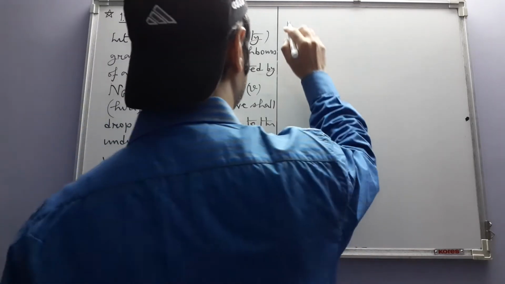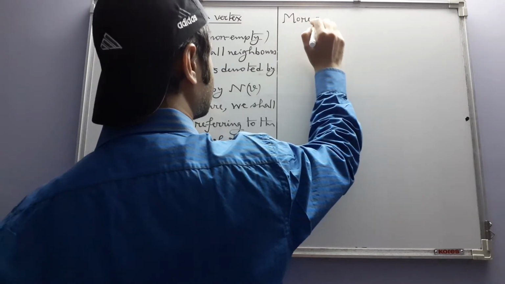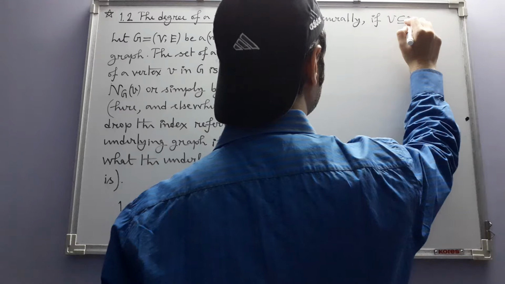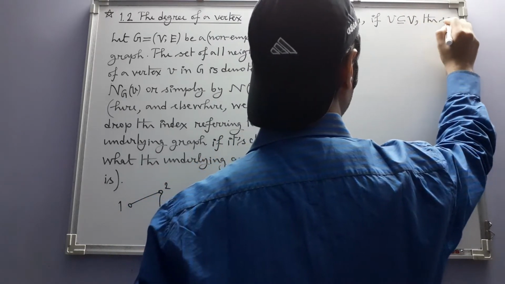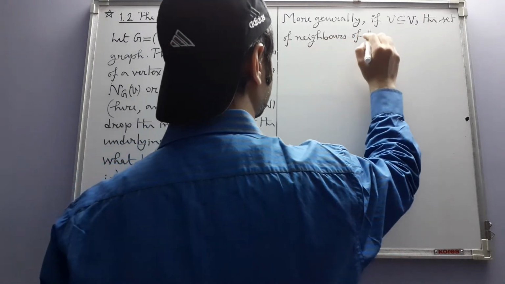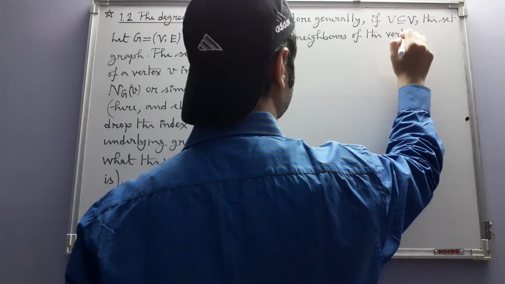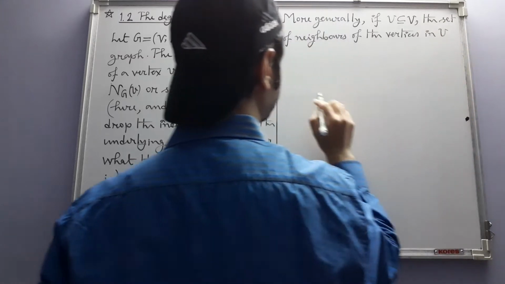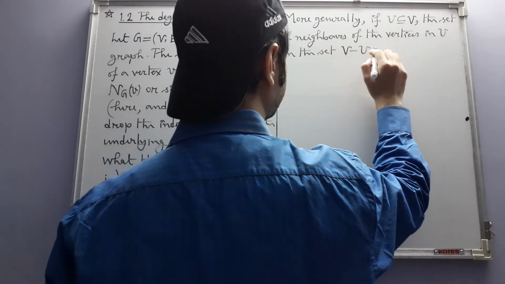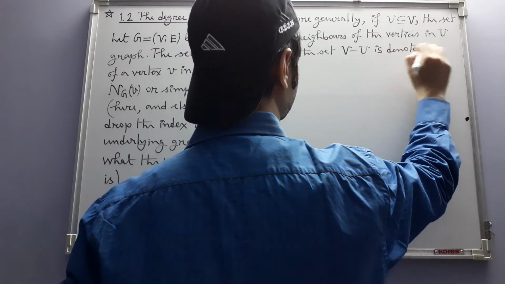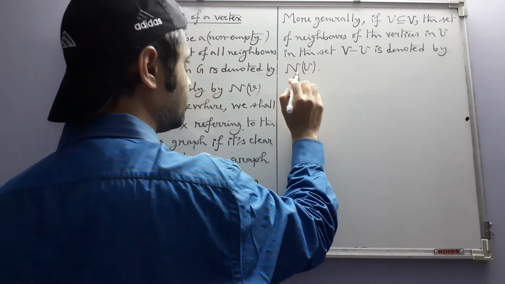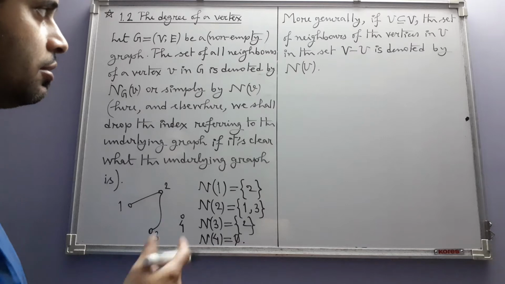Okay. More generally, if U is a subset of V, the set of neighbors of the vertices in U in the set V minus U is denoted by n of U. If you want, here also you can put that index G to refer to the graph, or you may just choose not to use it.